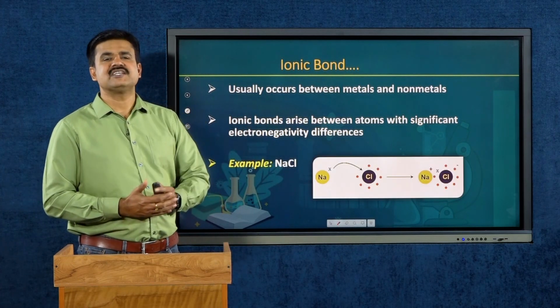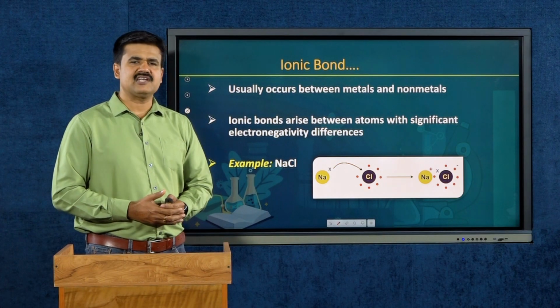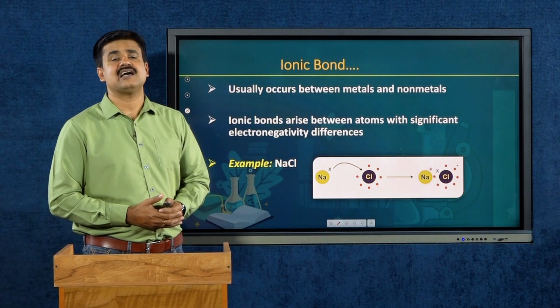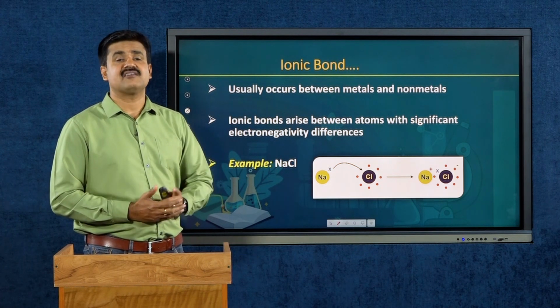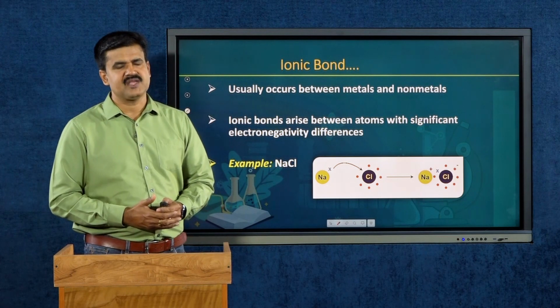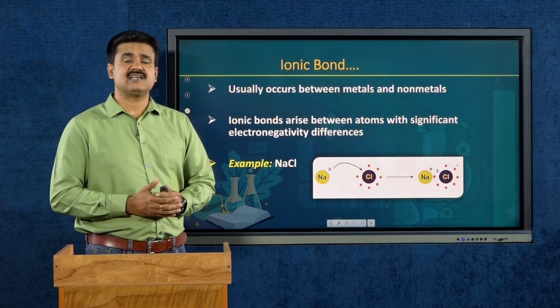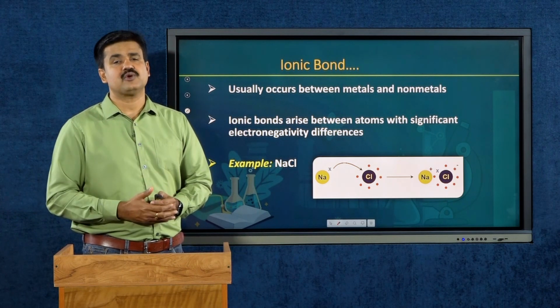This is the formation of NaCl, which is illustrated by this picture. Here you can see a sodium atom with one electron in the outer shell, and that electron is transferred to the chlorine. The chlorine atom has 7 electrons in its outermost shell. During this transformation, sodium is converted to Na+ and Cl is converted to Cl-. Both Na+ and Cl- are oppositely charged ions and have stable electronic configuration.